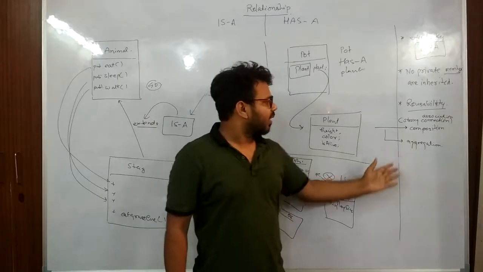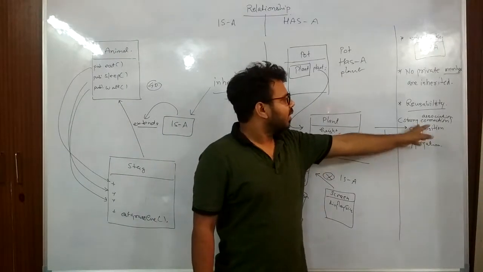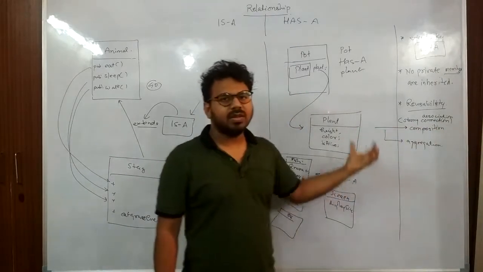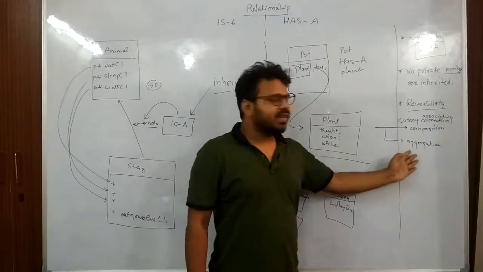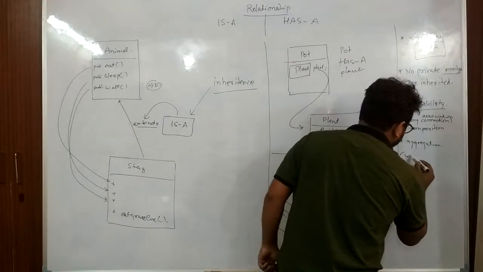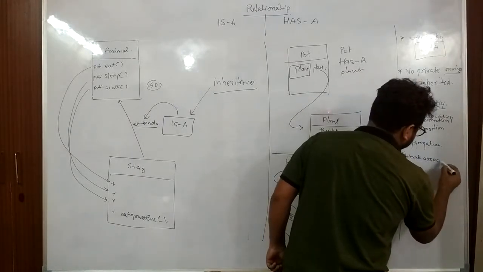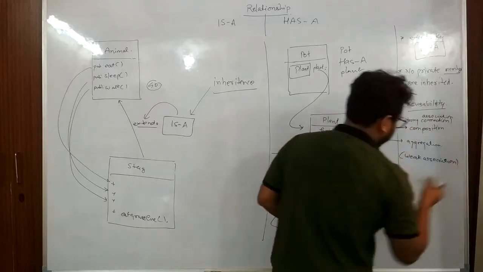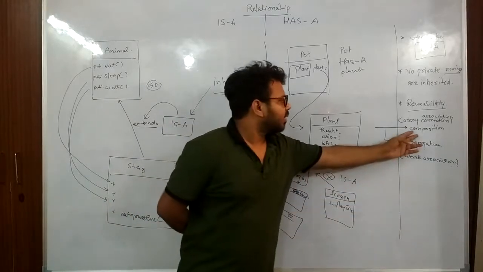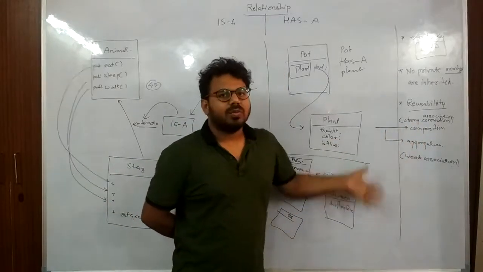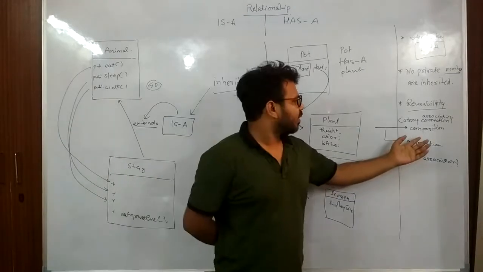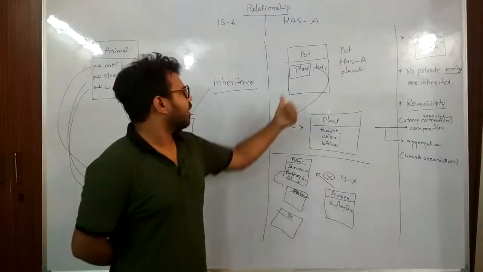So let me define first what composition is. Composition is having a strong connection, a strong association, between two components. And what is aggregation? It is having a weak association. Let me write it, weak association. Let us understand composition, a strong connection between two components, and aggregation, a weak association between two components, with the same plant example.